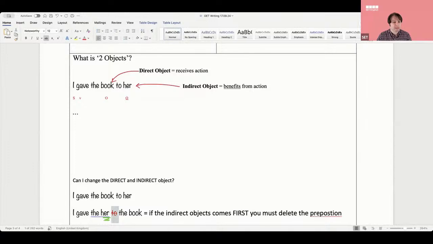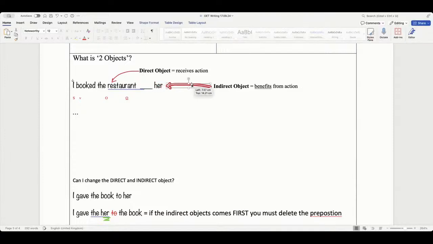It's always going to be two. There's only two prepositions we use. We use to, or we use for. He booked the restaurant blank her. What is the preposition now? For. For her. Yeah, it's for.